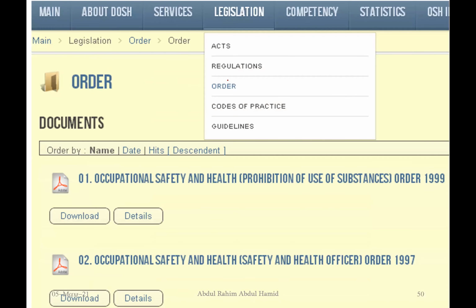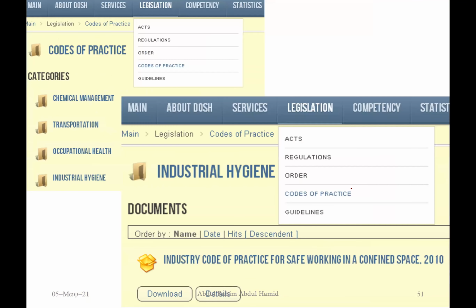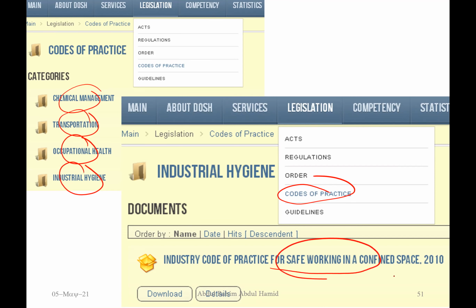Okay, and then orders. See, not many orders. Only one is about the substance, and then one is about the officer. And then what else? About code of practice. Codes of practice are put under chemical, transportation, occupational health, industrial hygiene, etc. And one of them is basically when working in confined space. Okay, there are a lot of fatalities with regard to this issue. So that's why they came up with the code of practice in order to make sure that people can simply follow it and not make any mistake anymore.